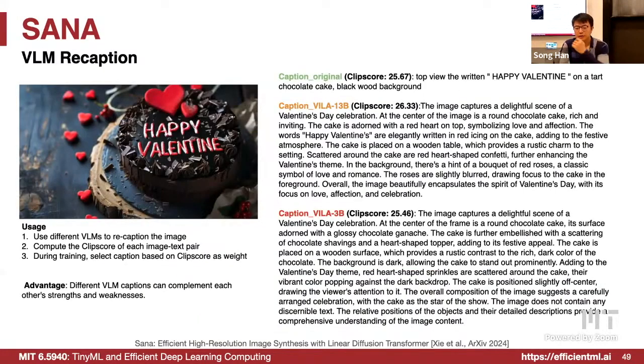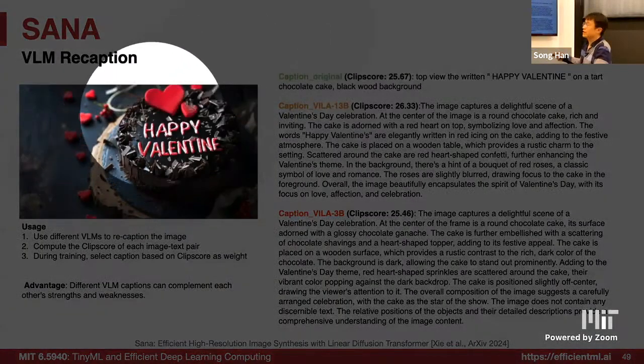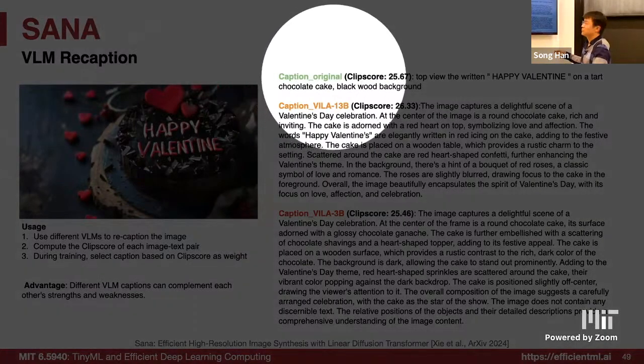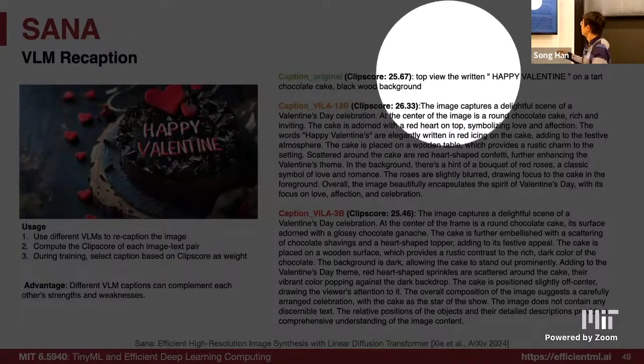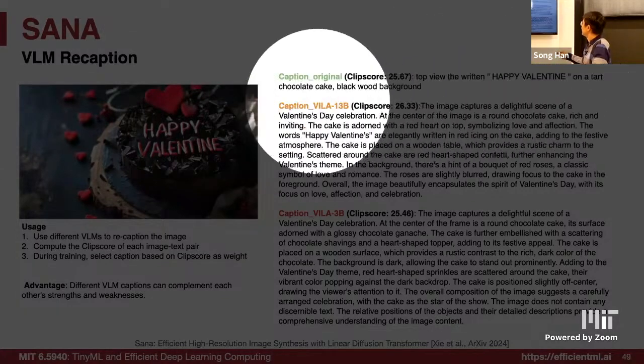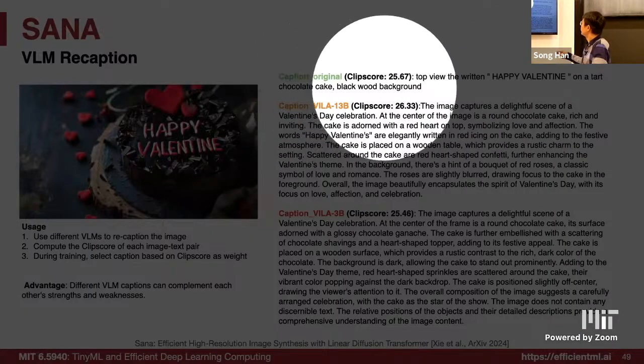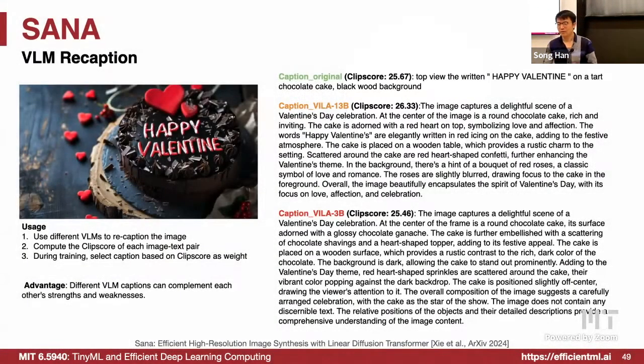All right, and how does it echo with the visual language model that we previously discussed? For example, the VLA visual language model. Actually, we can use VLA to recaption the image. Given the image, this is the original caption, which is actually very short: "Top view written Happy Valentine on a card, chocolate cake, like good background." Very simple, right? But using VLA, our visual language model, it can give a very detailed caption.